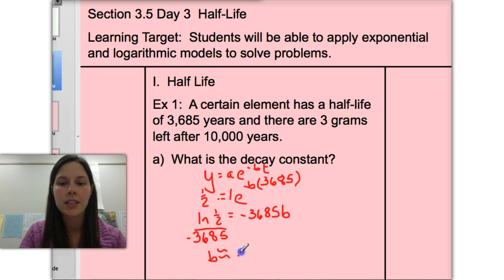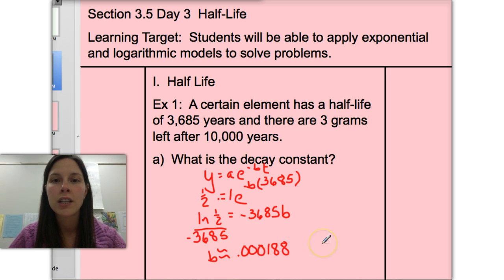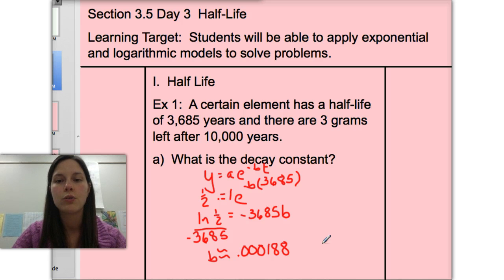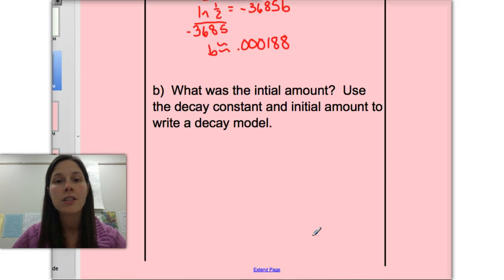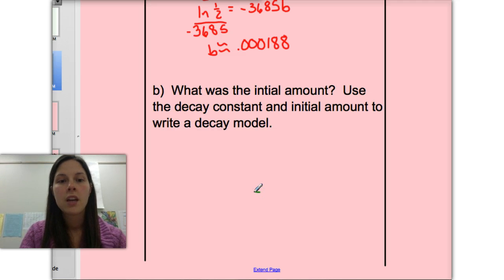And I got 0.000188. If you notice, you're actually given 1.88 times, and you'll see at the end the little e with the -4. So make sure you remember that's in scientific notation and convert it back to a real number. So there's our decay constant. We still don't know the initial amount, so we can't quite yet write the model. So that's our next question, to find the initial amount.